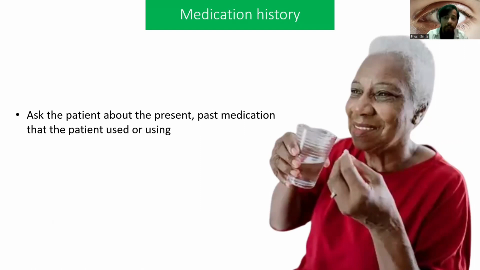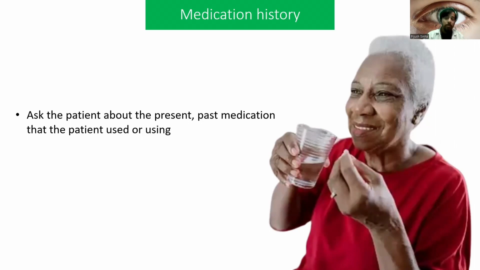Ask the patient about present and past medication used for the eye as well as systemic medications. Do not overlook any medication that the patient stopped using some time ago, as that can relate to the patient's current ocular condition. Medication history also helps you know about the patient's compliance, how he is using, or how frequently he is using the medication.